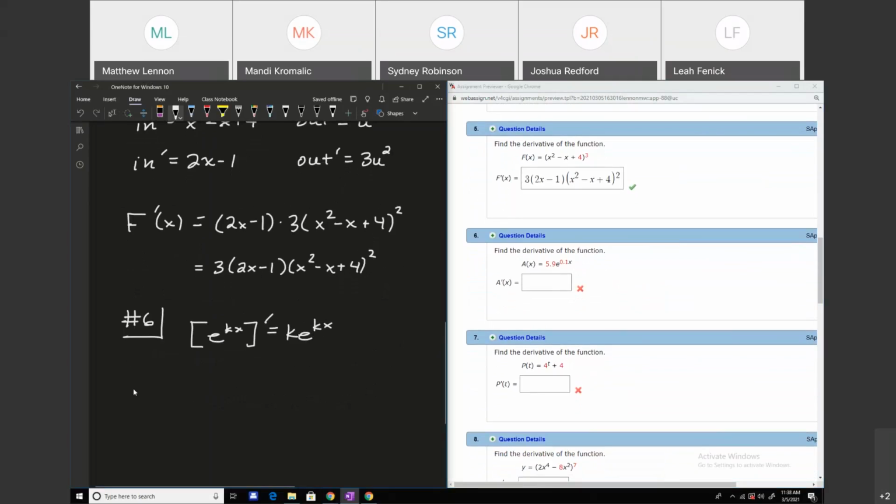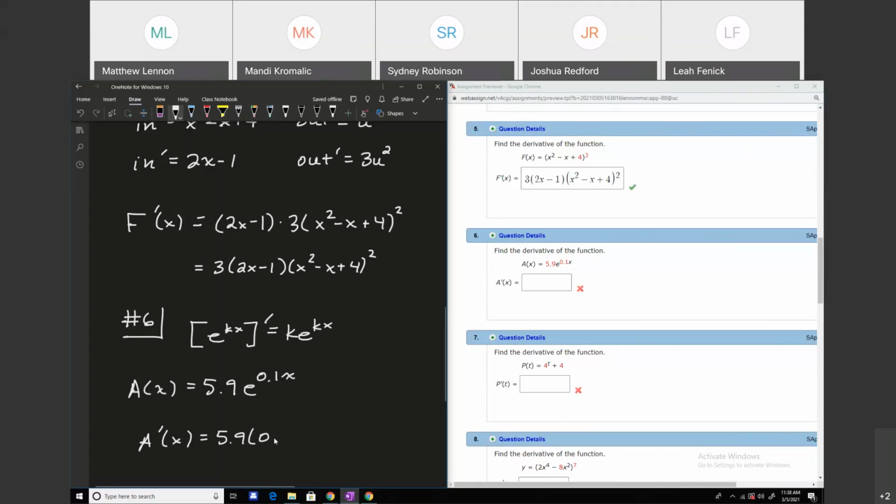So for 6 here, if you have a of x equals 5.9 times e to the 0.1x, your a prime of x is just 5.9 times, oh, what am I doing? We're doing antiderivatives. Sorry. No, this is Calc 1. Sorry, I teach Calc 2 right before this.